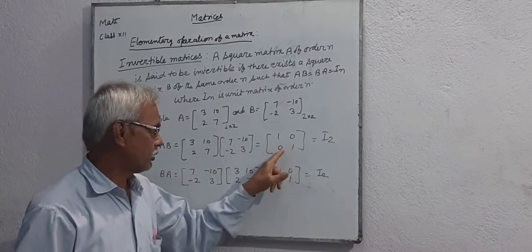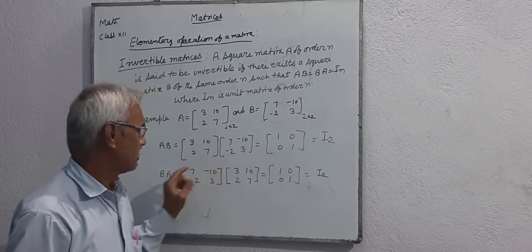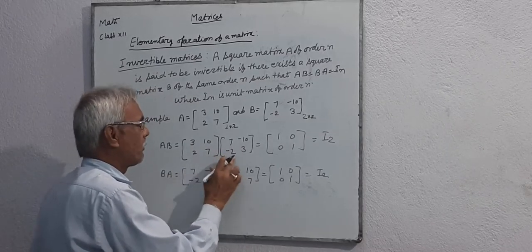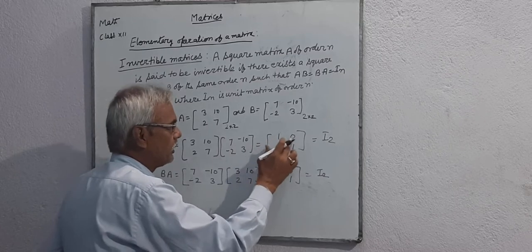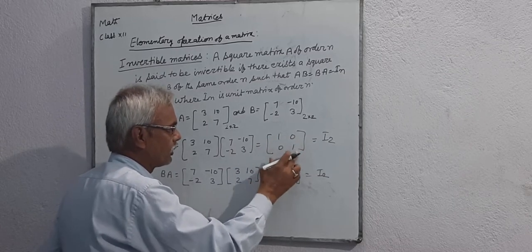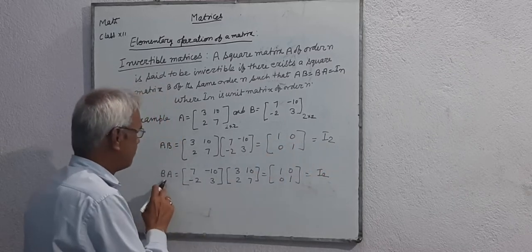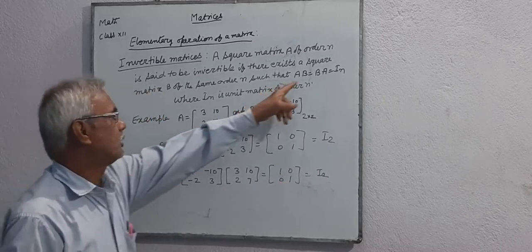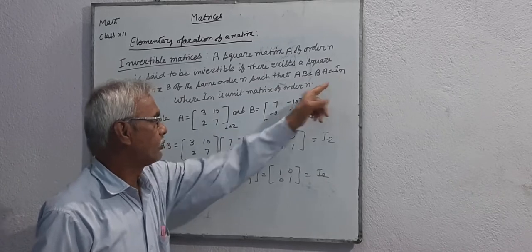AB, we get the unit matrix. Let us multiply and define: 1, 0, 0, 1, the unit matrix of order 2. BA on multiplying also gives the unit matrix. Therefore, AB equals BA equals I2.